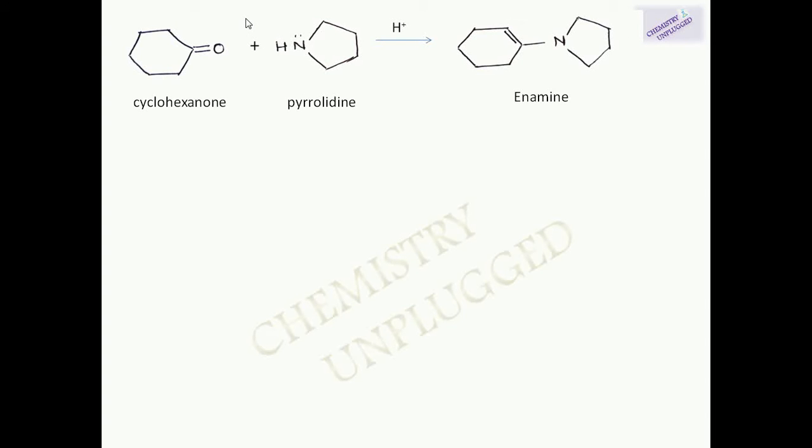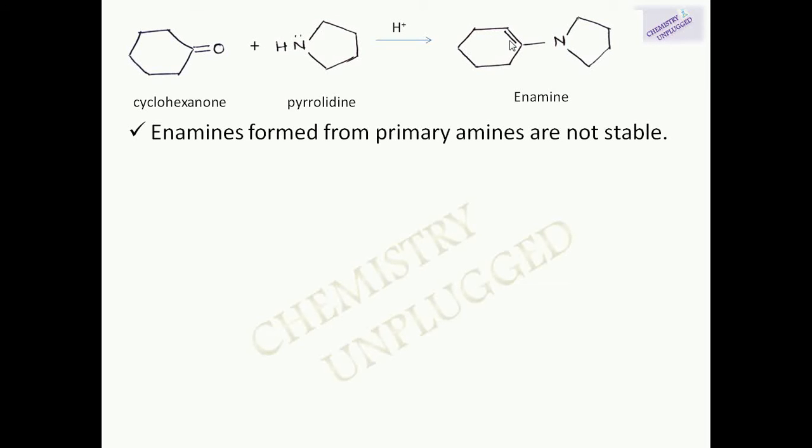So basically this oxygen and hydrogen are removed and we have one unsaturation on this alpha carbon, between this carbon and this carbon, or this carbon. So in the product this group is attached here, the hydrogen and oxygen atoms are removed and we have unsaturation here. It is an enamine. Enamines formed from primary amines are not stable, therefore we always use secondary amines.